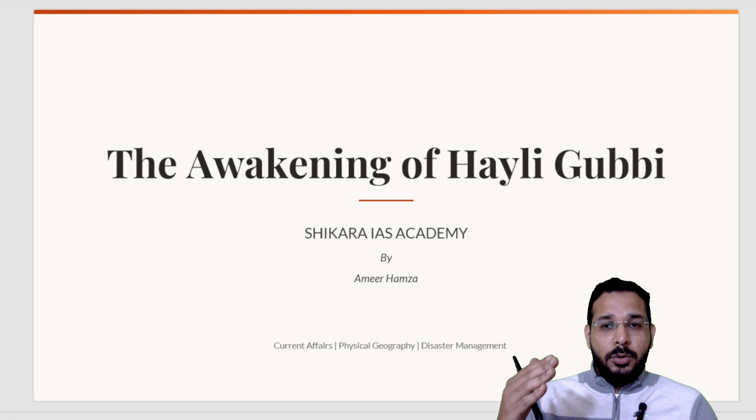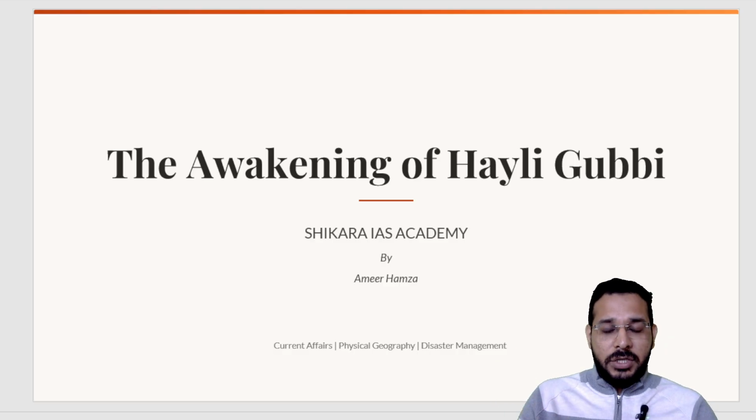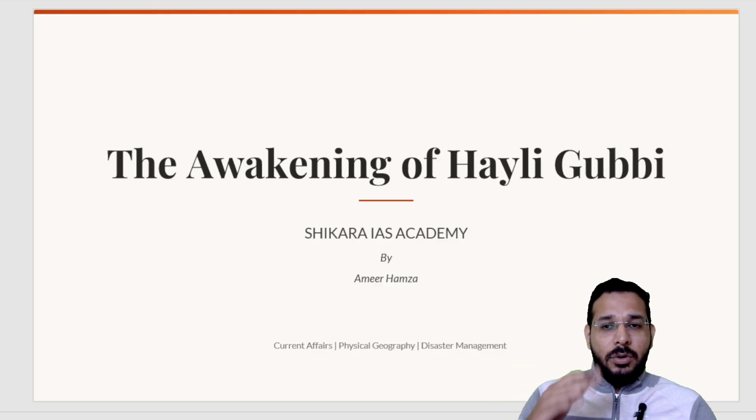Now, this Hayli Gubbi volcano came out of its dormant stage and erupted after 12,000 years. So let us discuss where this happened, what the location is, why this volcano erupted, what the causes are for which these volcanoes erupt, what type of landforms these volcanoes form, and what type of magma is present in this Hayli Gubbi volcano. All this is very important for your UPSC and also state PSC examinations.